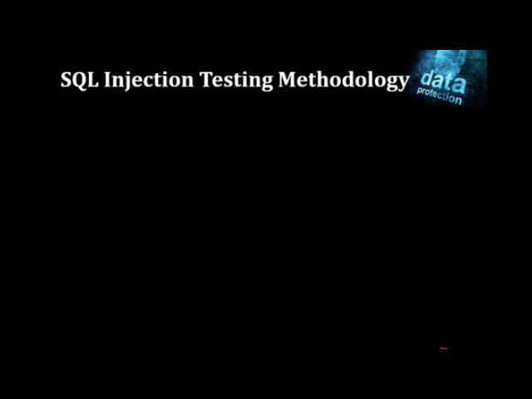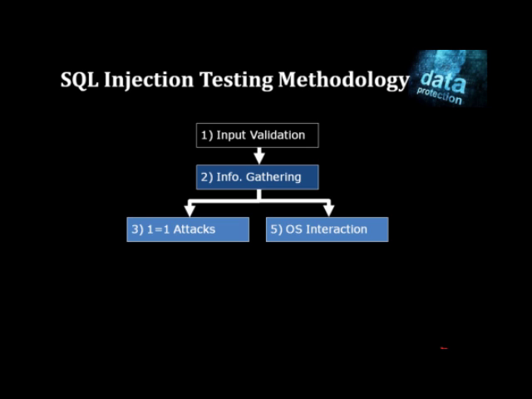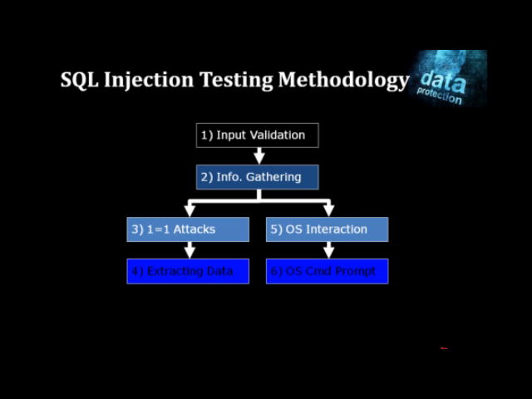We have based our methodology on the OWASP testing framework. The Open Web Application Security Project, OWASP, is a volunteer project dedicated to sharing knowledge and developing open source software that promotes a better understanding of web application security. As we can see here, there are several steps which have to be taken to test for SQL injection, such as input validation, information gathering, 1=1 attacks, extracting data, OS interaction, command prompt, and expanding influence.